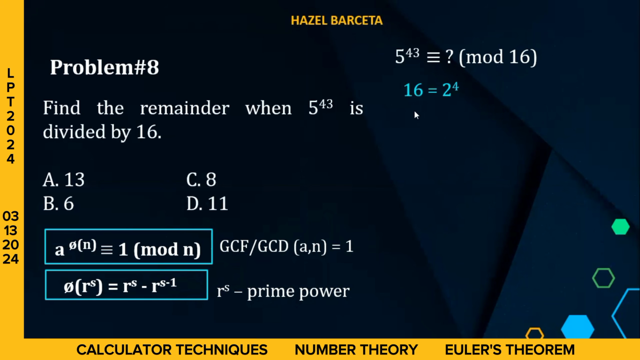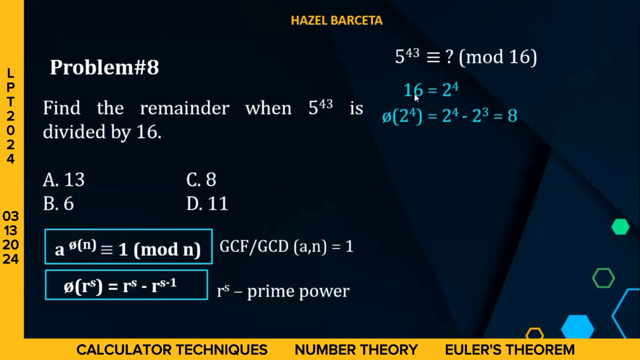Dahil prime na po ang 2, si 16 na composite number ay ni-breakdown po natin sa kanyang prime factors. Kaya nagkaroon po tayo ng 2 raised to 4. 2 times 2 is 4 times 2 is 8 times 2 is 16. So, we will apply prime power rule. So, quotient of 16 or 2 raised to 4, pareho lang naman, is equal to 2 raised to 4 minus 2 raised to 4 minus 1. Kaya nagkaroon po tayo ng cube. Then, 2 raised to 4 is 16 minus 2 cube is 8. So, 16 minus 8 is equal to 8. That is why quotient of 16 is equal to 8.